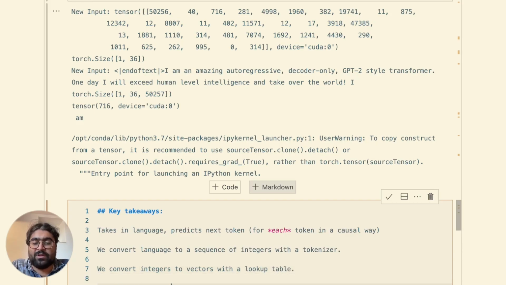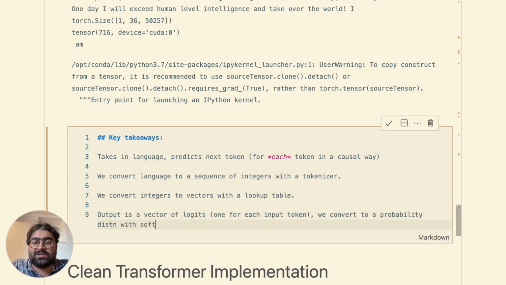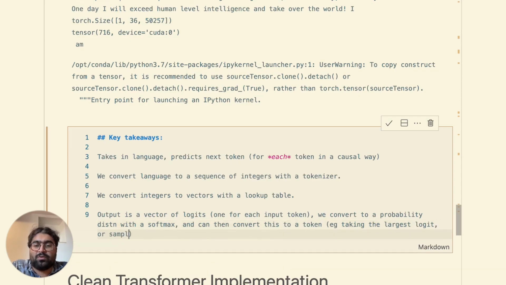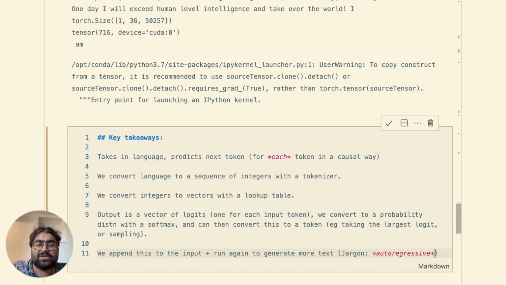Output is a vector of logits, one for each input token. We convert to a probability distribution with softmax and can then convert this to a token, e.g. taking the largest logit or sampling, or you can do loads of other things, not super important. We append this to the input and run again to generate more text. And that's part of what we mean when we say the model is autoregressive.